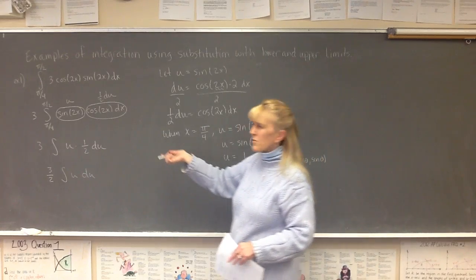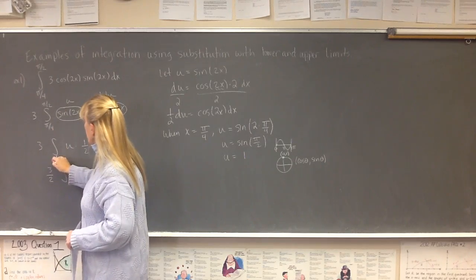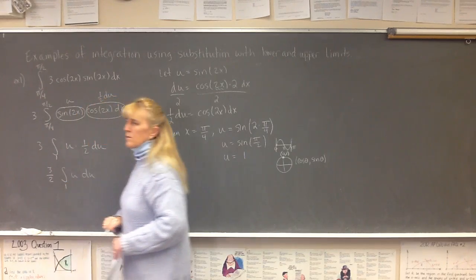So I'm going to come back to where my limits were, find my pi over 4, it's on the bottom, and I'm going to replace that bottom limit with a 1.